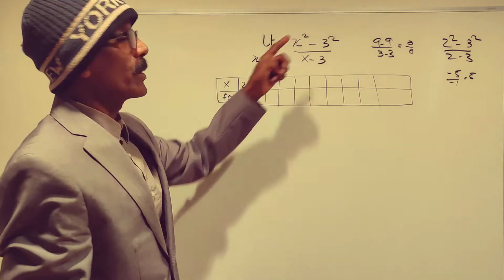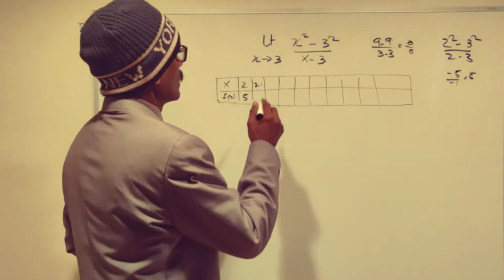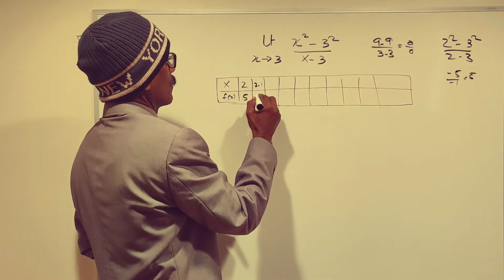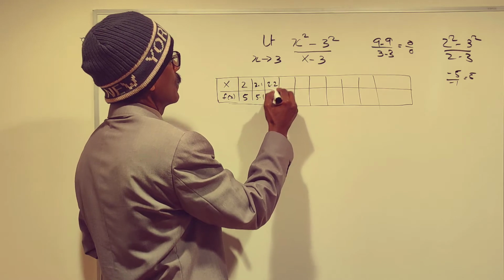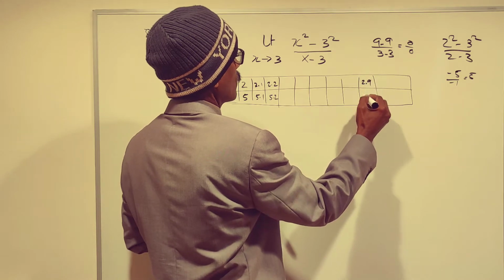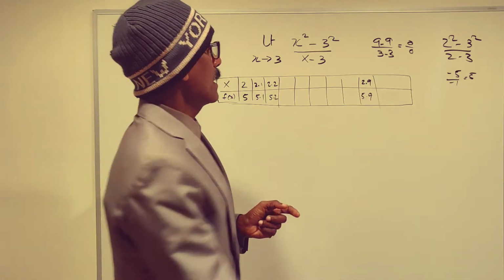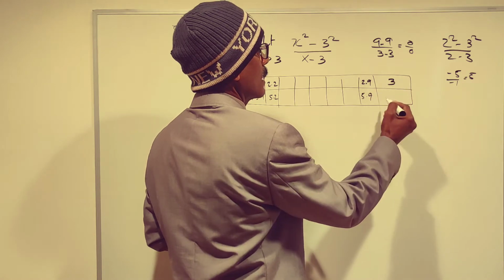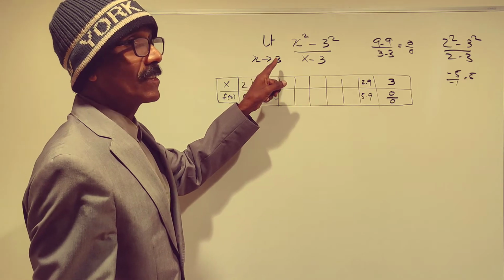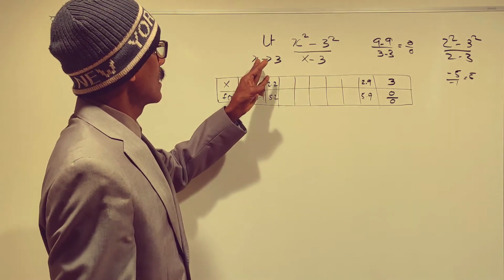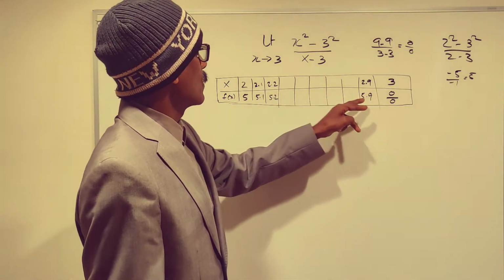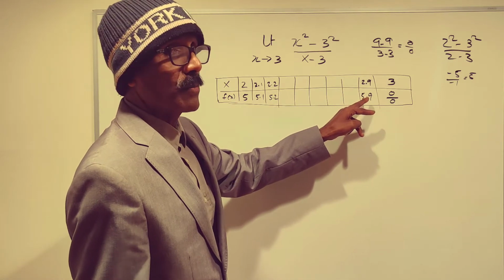2.1. When x is equal to 2.1, use your calculator, you will find 5.1. 2.2, 5.2, then 2.9, 5.9. Then finally, when you put 3, the value becomes 0 by 0. But the question is, limit x tends to 3. Tends to 3 means not equal to 3. What is the next value? Next integer close to 5.9.